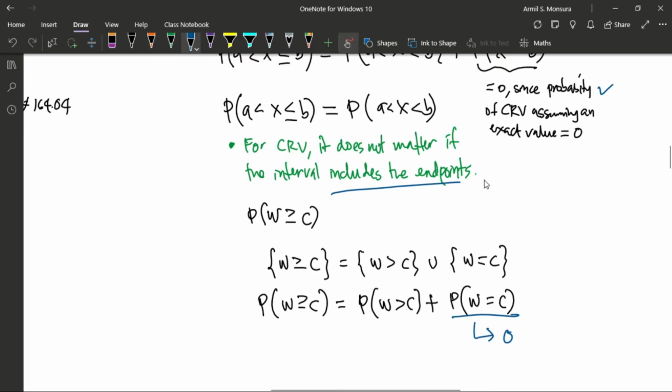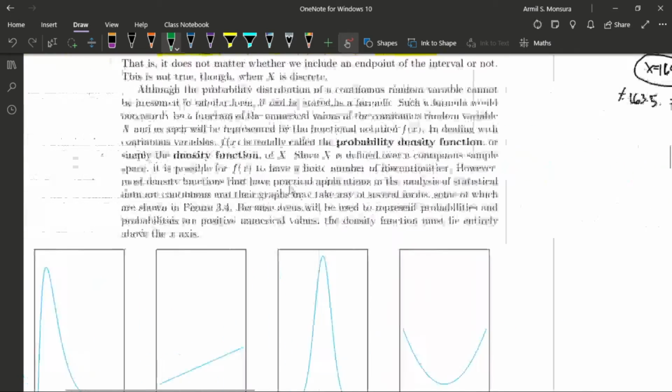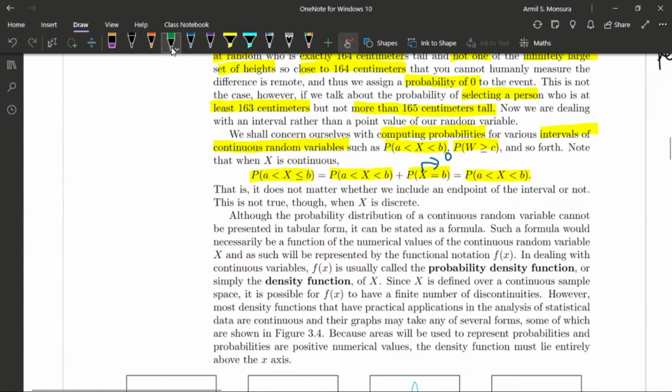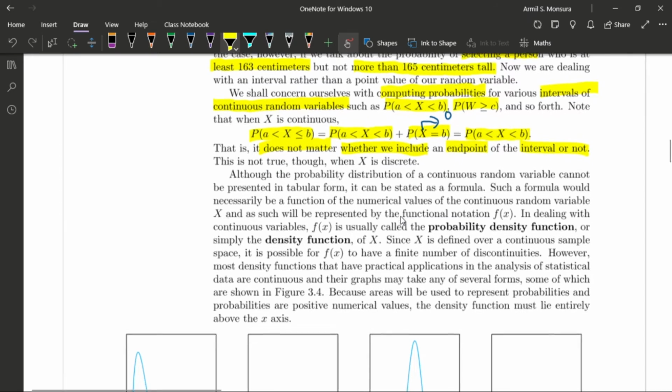It doesn't matter if the interval includes the endpoints or not. So it does not matter whether we include an endpoint of the interval or not. When your random variable is discrete, that is not true. We saw that in our discussion on probability distribution, on cumulative probability distribution.